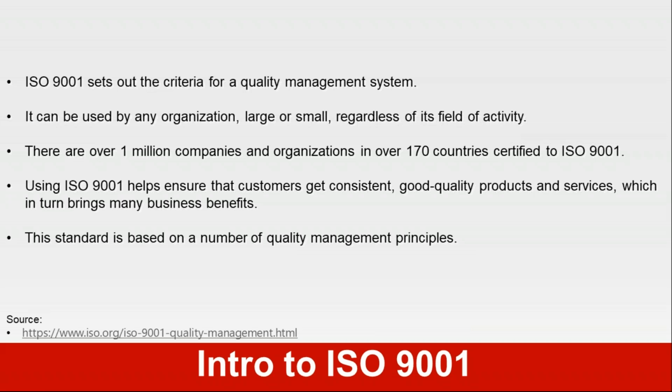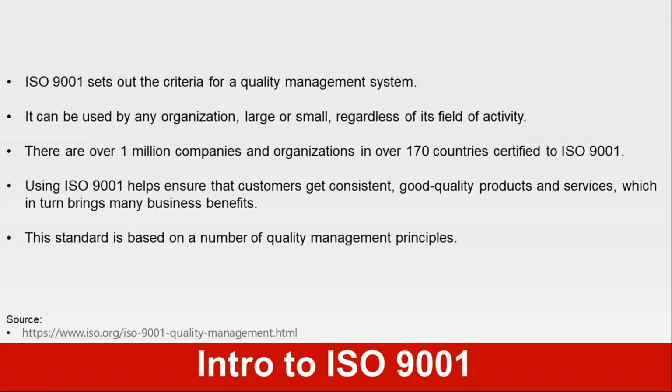There are more than 1 million companies in more than 170 countries complying with ISO 9001. ISO 9001 is a quality management system with certain criteria in place. It helps companies set quality standards and criteria, and ensure that customers get consistent and good quality products and services again and again, repeatedly. In return, the idea is bringing more business to companies complying with ISO 9001.